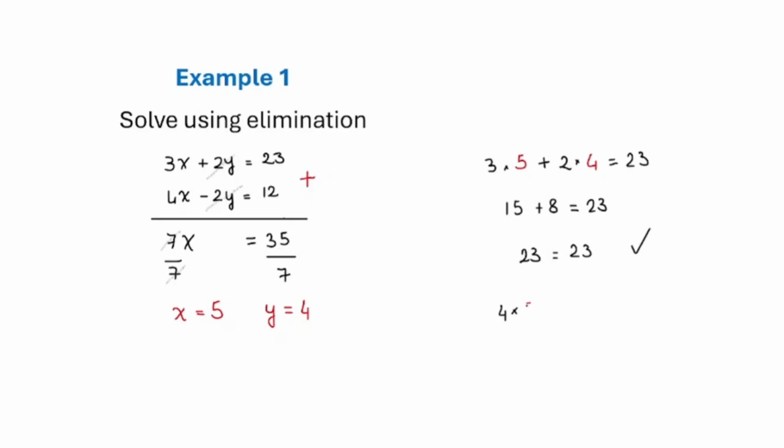Second equation, 4 times 5 minus 2 times 4 is equal to 12. 4 times 5 is 20. 2 times 4 is 8. 20 minus 8 is 12. So the second equation is also satisfied. Since both equations are satisfied, this confirms that the solution is correct.